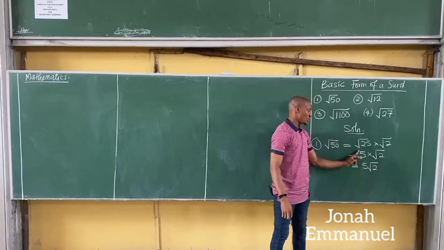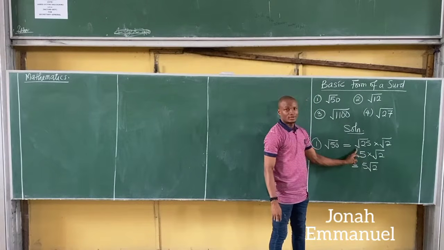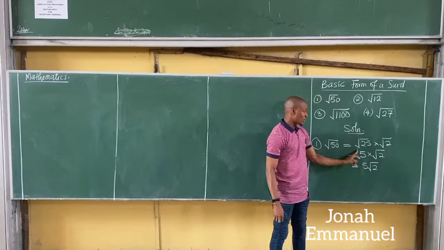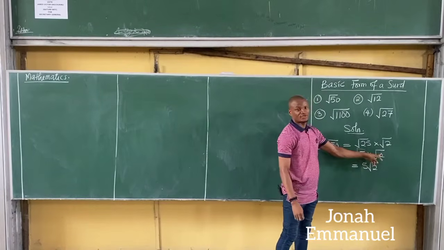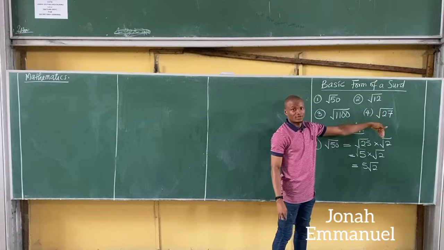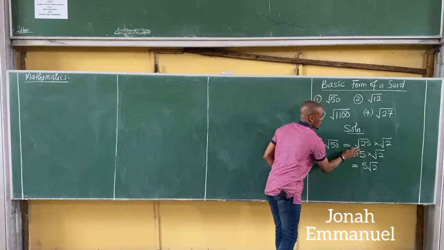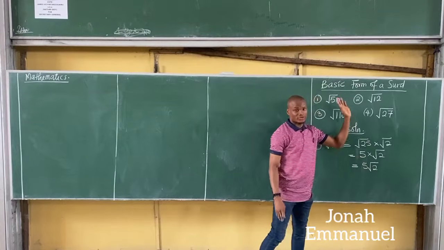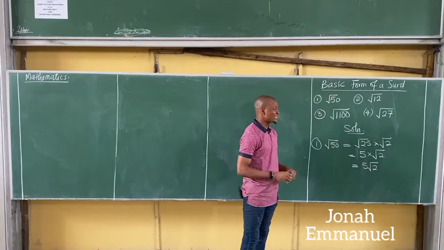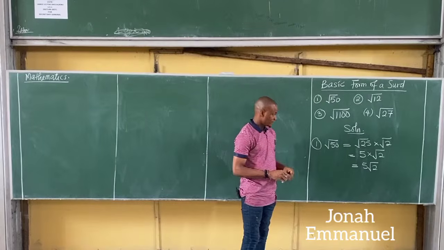Mind you, this 5, I'm not going to multiply it into the root. Why? Because it does not have the square root sign. Are we good? So assuming I have root 5 times 2, there, root 10. But in this case, this 5 does not have a square root. What happens now? Place this 5 close to root 2, that's all. So this becomes the basic form of the surd.